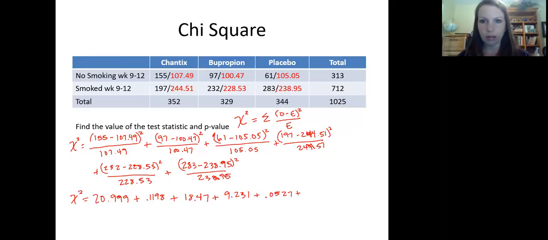Plus the last one here, I have 283 minus 238.95, square that and divide by 238.95, and I get 8.1221. All right, now I have all the pieces, so I'm just going to add all of those together to get my actual chi-square statistic.